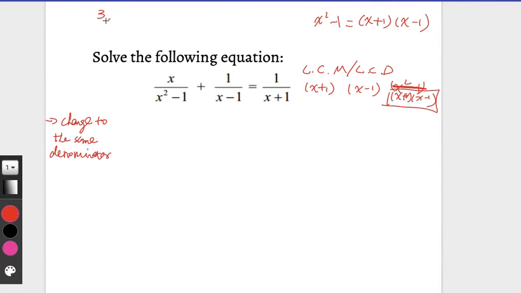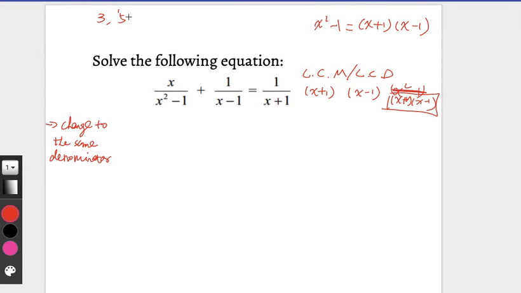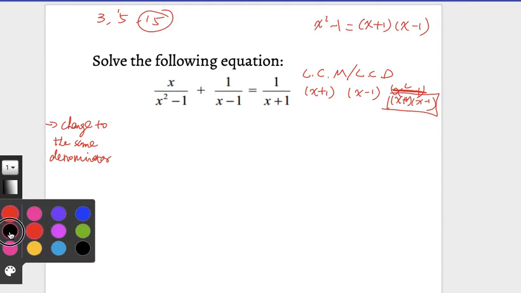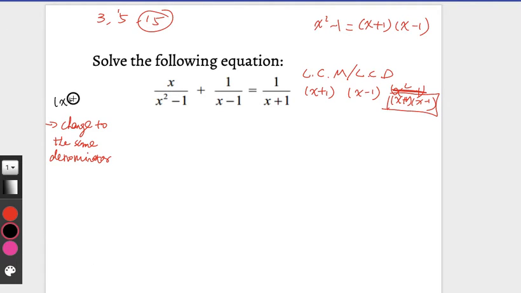Another way to understand this, think about this. I have three terms here: 3, 5, and 15. Now, what is the least common multiple? 15, right? Because 3 times 5 is 15. So 15 is a multiple of all three terms. So that's clear. Our least common multiple here is x plus 1 and x minus 1. So this is our goal to reach.